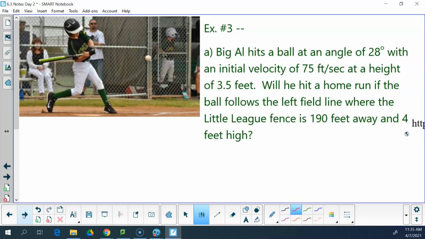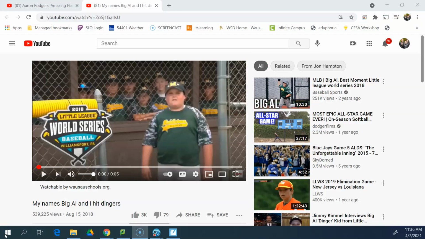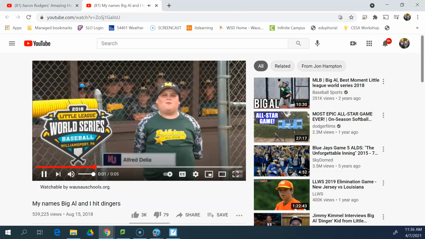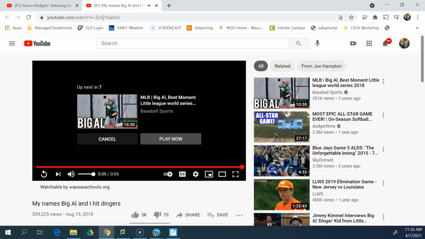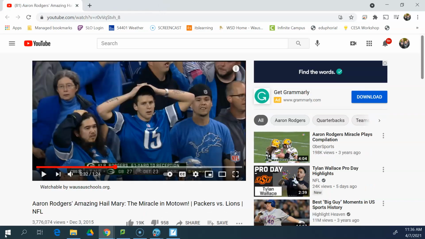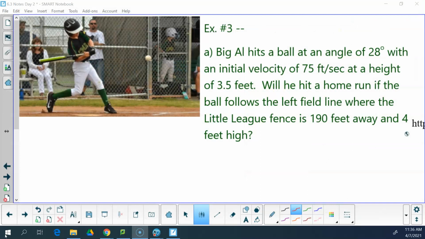Okay, so Big Al hits a ball at an angle of 28 degrees. Does anybody in the room know who Big Al is? We got a couple of people who don't know. For those of you that don't know, this is Big Al, and he hit dingers. For the Little League World Series the last couple of years, they would have the kids do their own introductions, and then they got creative with it. They let the kids choose, and that was Big Al.